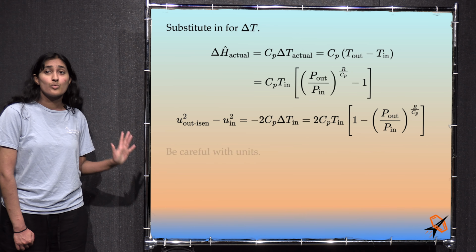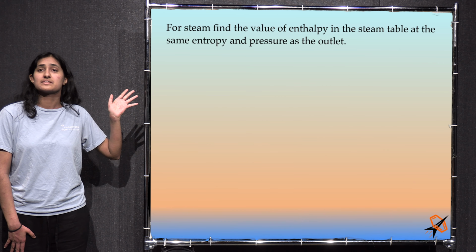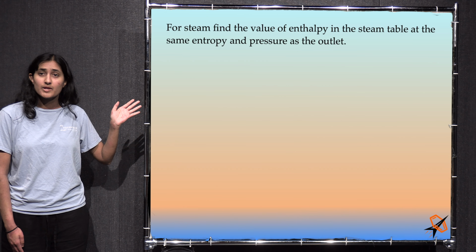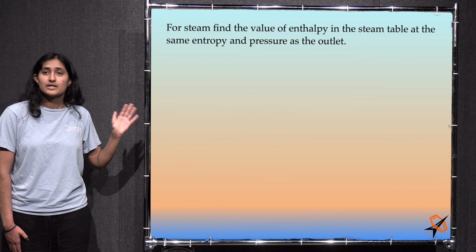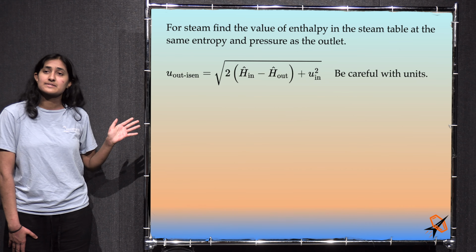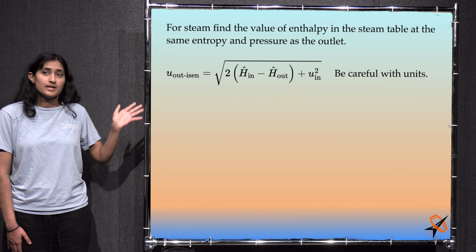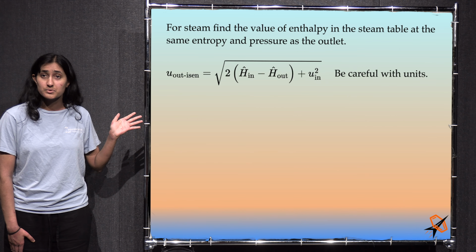We can also solve this expression with steam. For steam, you want to find the value of enthalpy in the steam table at the same entropy and pressure as the outlet. Once you've looked through your steam table and found the value, then you can plug into the expression. So you have u out isentropic equals the square root of 2 times h hat in minus h hat out, plus u squared in. Again, be careful with the units. The steam table is in kilojoules, and you probably want units of joules.